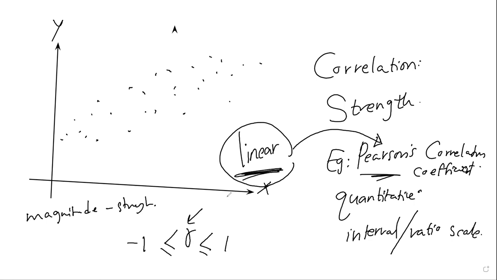The word linear must be there when you're interpreting this, because we do not talk about nonlinear relationships when it comes to Pearson's correlation analysis. So R can take any value from negative 1 to positive 1, including those. If it is 1, we say the linear relationship is perfect. For each and every y, you have a perfect linear relationship. It can be either positive or negative.